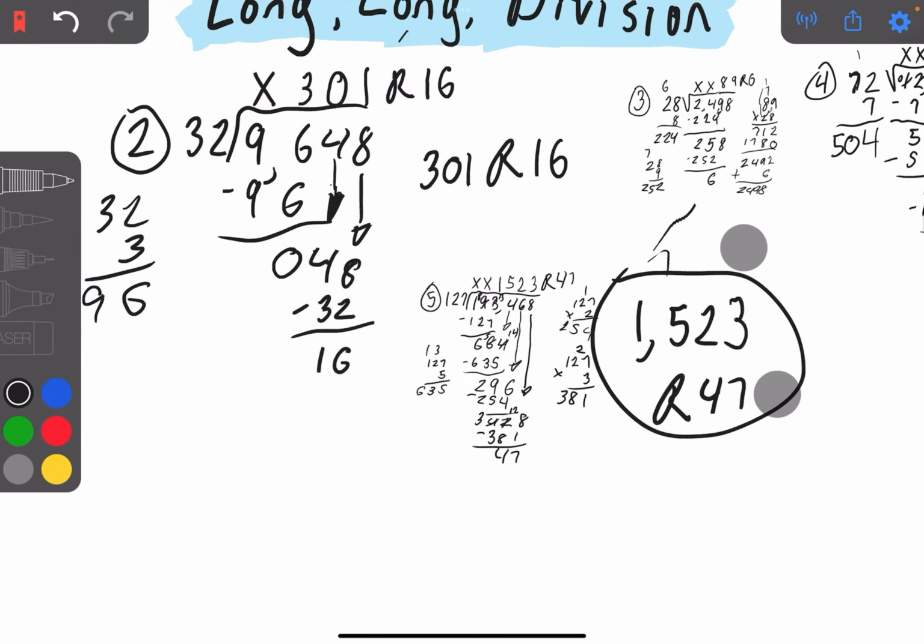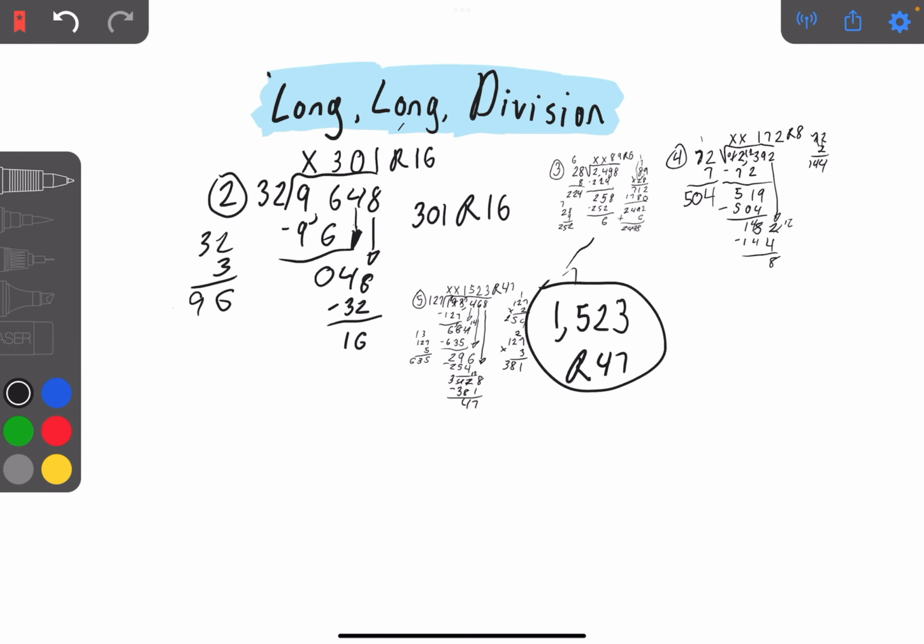So as you can tell, no matter the problem, we can always simplify long division.